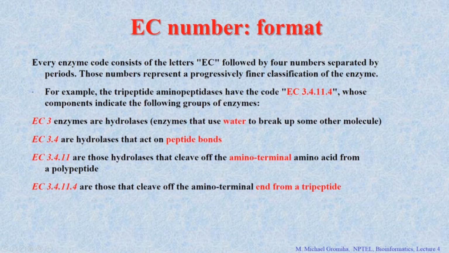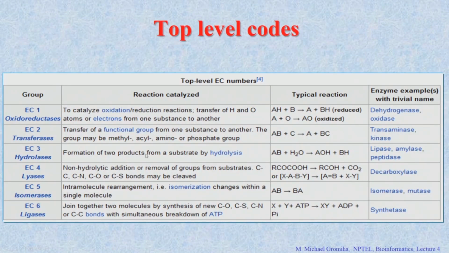The first number is the first class. EC3 are the hydrolases, enzymes that use water to break up other molecules. Enzymes are classified into 6 top-level codes: EC1, EC2, EC3, EC4, EC5 and EC6. If we say EC2, immediately we know that the enzyme belongs to transferases. If it is EC1, it is an oxidoreductase, and it catalyzes oxidation or reduction reactions. Examples are oxidases and dehydrogenases. Here AH plus B gives A plus BH, reduced or oxidized.